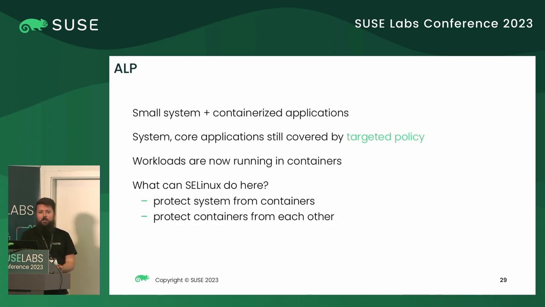But now we move to ALP, not only ALP, but let's say we move to a system that has a very small core, and all of the workloads, all of the applications, everything that's interesting is running inside a container, right? Well, of course, the core and the small system is still covered by the targeted policy that worked before. There's no difference there. But now all of the stuff is running in containers. So do we lose SELinux here, or what can we do?